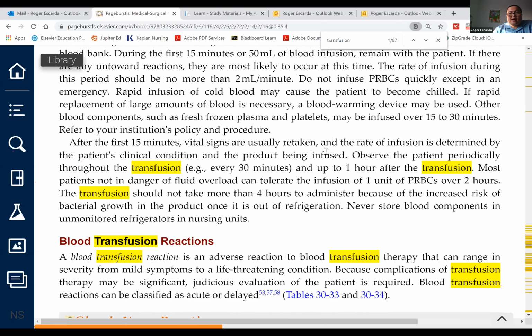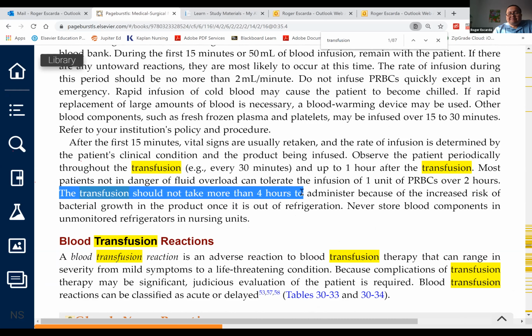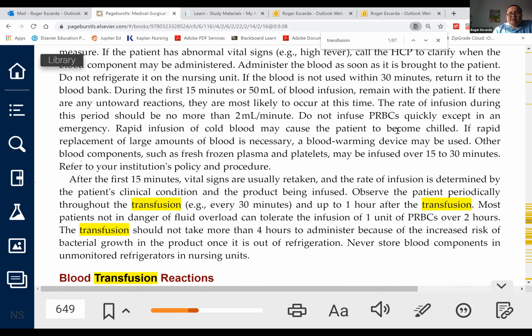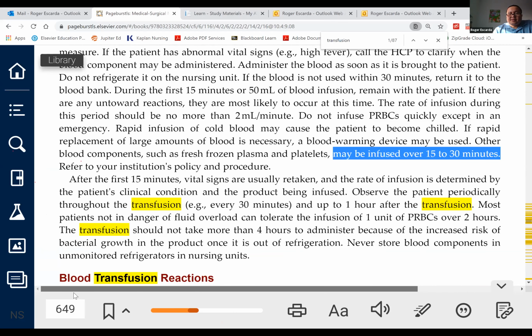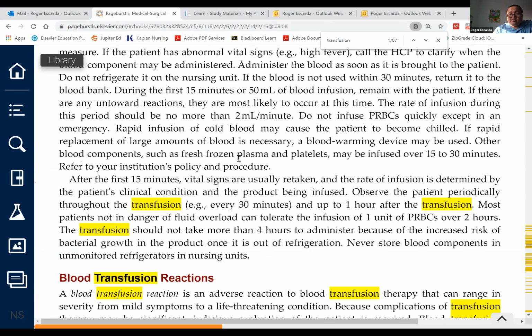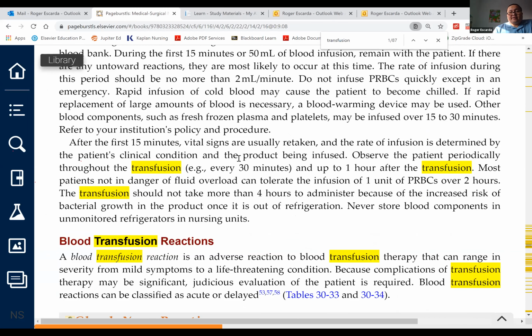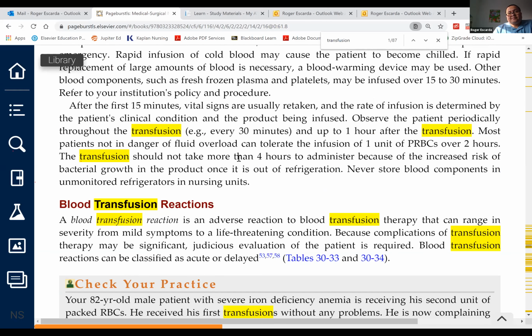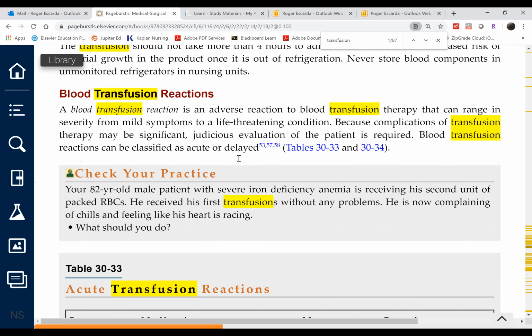So you have up to 4 hours to do packed red blood cells. Not so for platelets. For platelets, what does it say here? Here, 15 to 30 minutes. Okay, it's not all the same. Because again, platelets are very fragile. They don't last long. They have to be infused quickly. Same thing for plasma, fresh plasma.